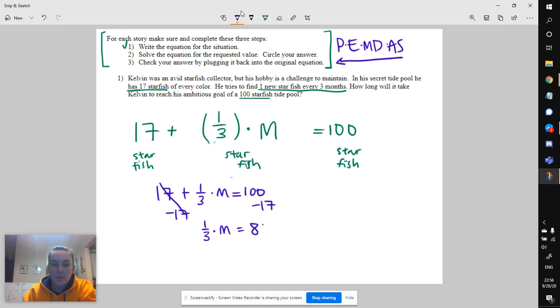100 minus 17 is 83. Okay, now we're undoing the divided by 3, the times 1/3. And we do that by multiplying by 3 on both sides. All right, so this side becomes m. 83 times 3, you can do it in your calculator, you can do it in your head. 3 times 3 is 9, 3 times 8 is 24. So I've solved it. I've circled my answer. I think it's 249 months.